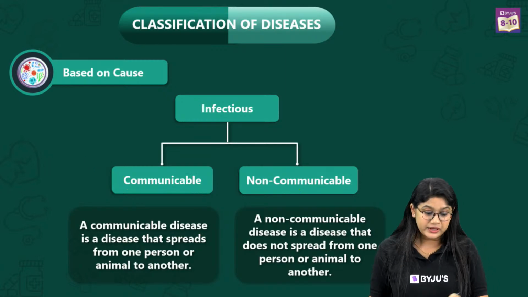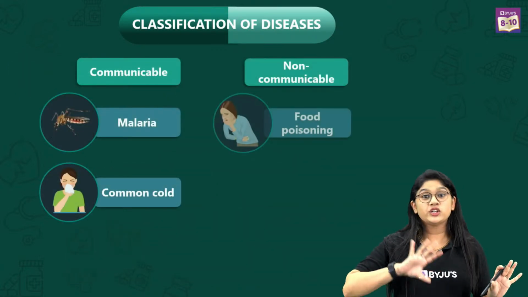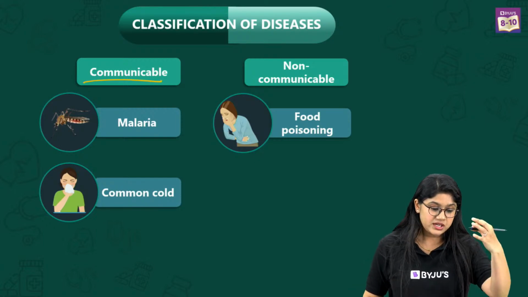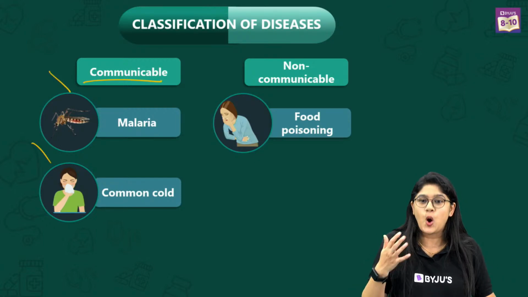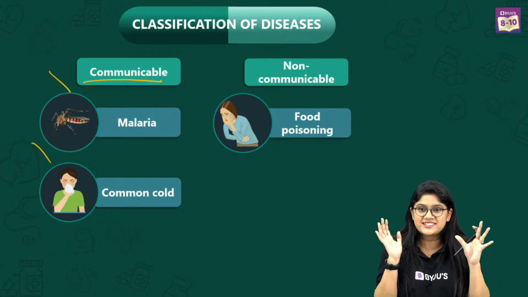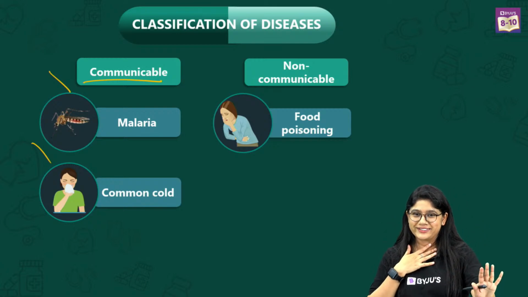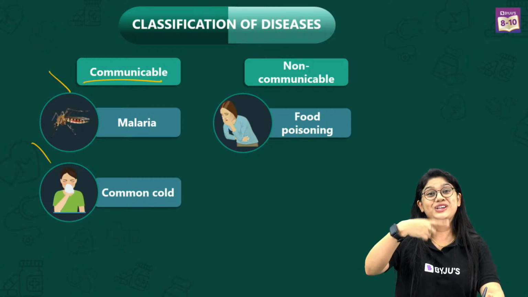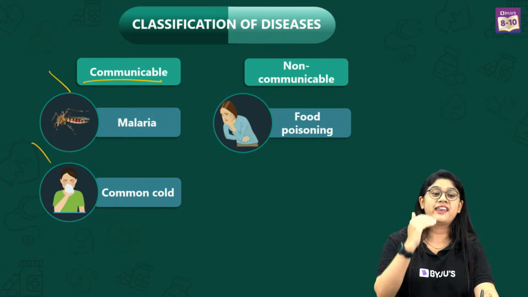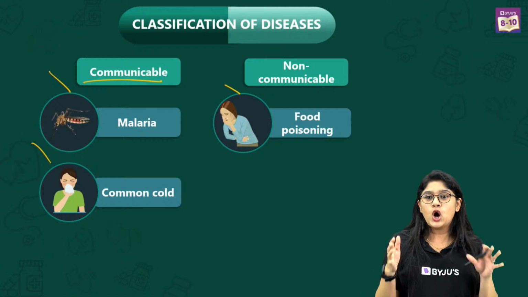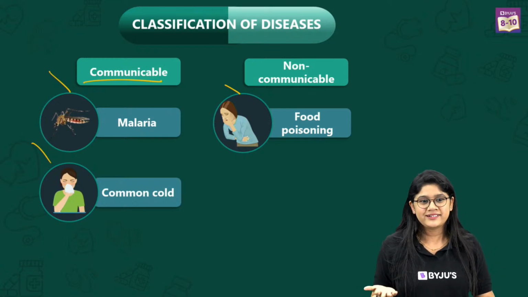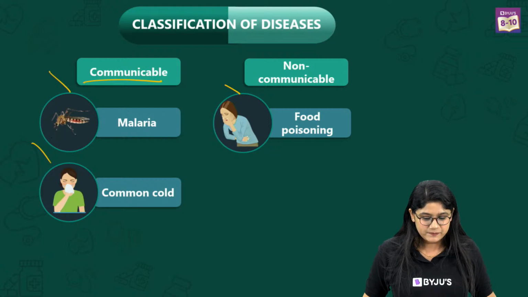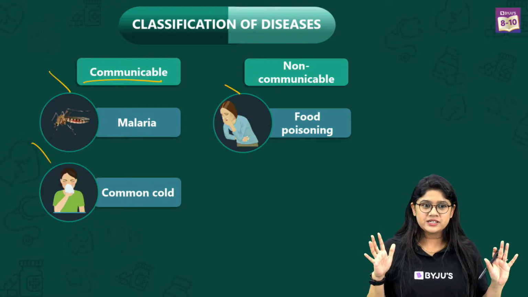Awesome. So now that we are clear with communicable and non-communicable diseases, let's look at some examples. Communicable diseases include malaria and the common cold. With the common cold, of course, if someone sneezes around us, we'll be like, okay, I don't want to get the cold. So it is a communicable disease, spreading from one individual to another. And we have food poisoning, which is a non-communicable disease, right? Are we clear with it?